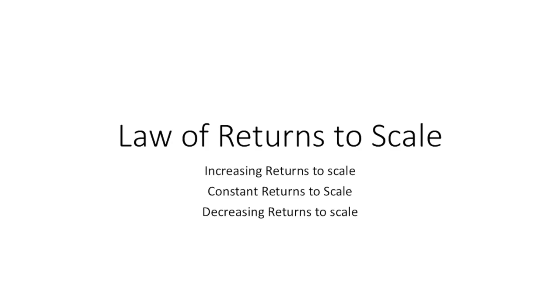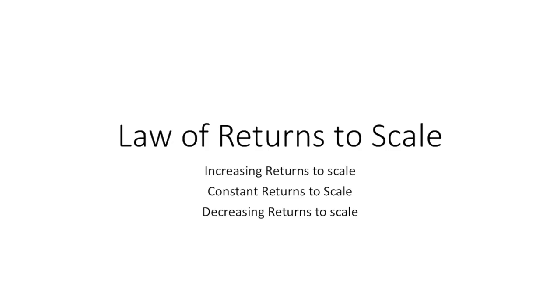There are three phases of returns to scale. They are increasing returns to scale, constant returns to scale, and decreasing returns to scale. When the quantity of all the factor inputs are increased in a given proportion and the output increases more than proportionately, then the returns to scale is said to be increasing. When the output increases in the same proportion, then the returns to scale are said to be constant. When the output increases less than proportionately, then the returns to scale is said to be diminishing.